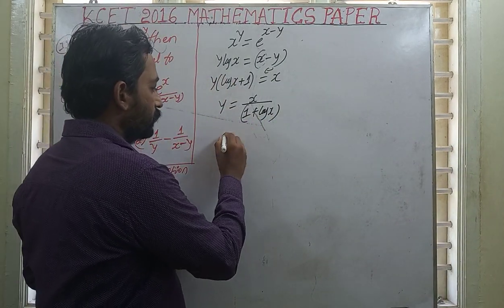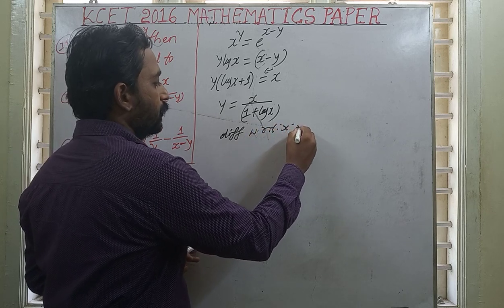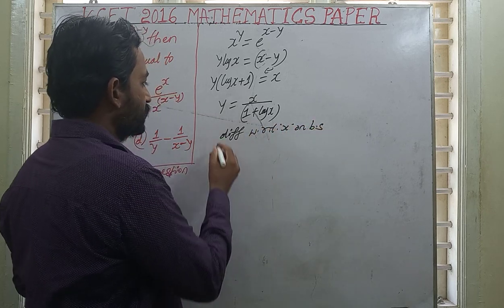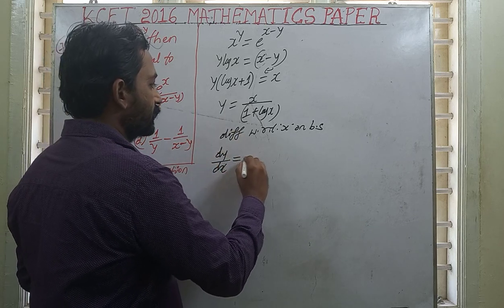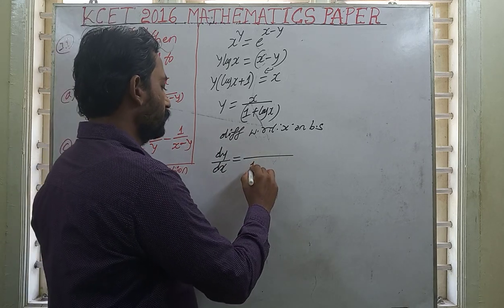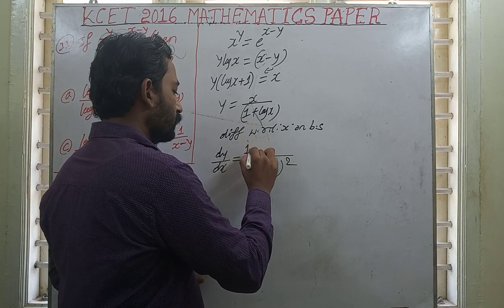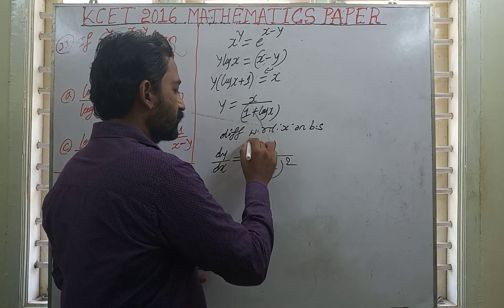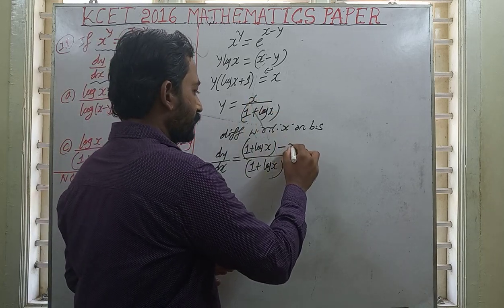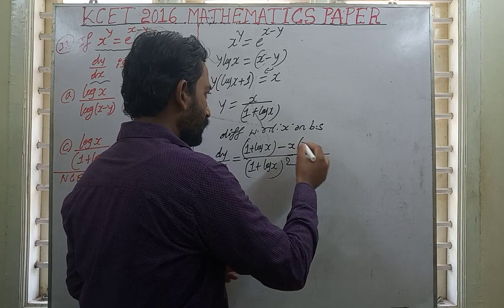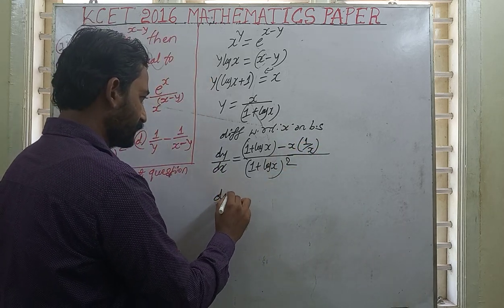So differentiate with respect to x on both sides. Now differentiating with respect to x, the left hand side is dy by dx, and the right hand side is equal to the denominator square, 1 plus log x whole square, with the denominator taken as constant 1 plus log x, times the differentiation of the numerator, the differentiation of x is 1, minus the numerator taken as constant, times the differentiation of the denominator, 0 plus 1 by x. Okay, now simplify this, we get the answer.